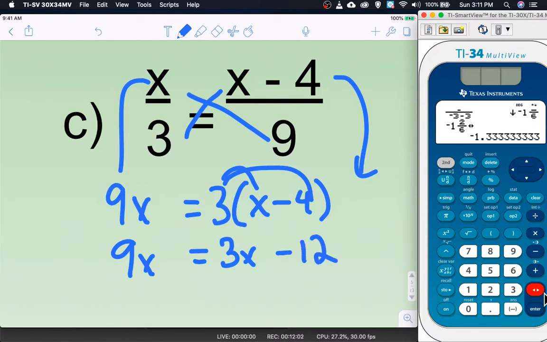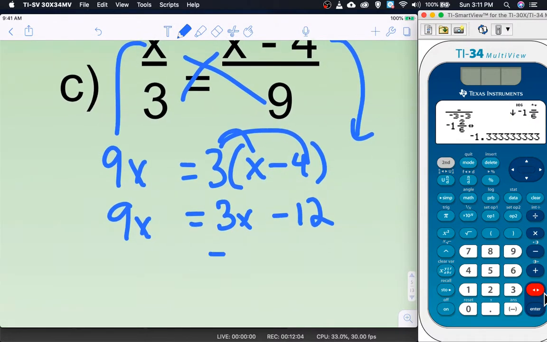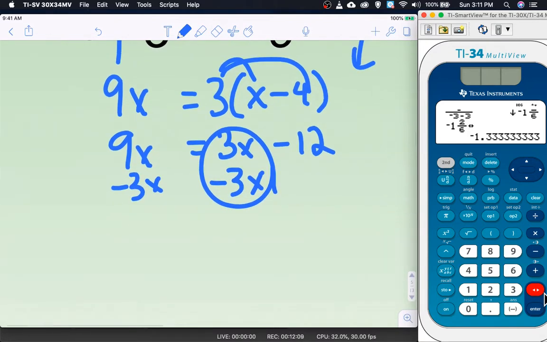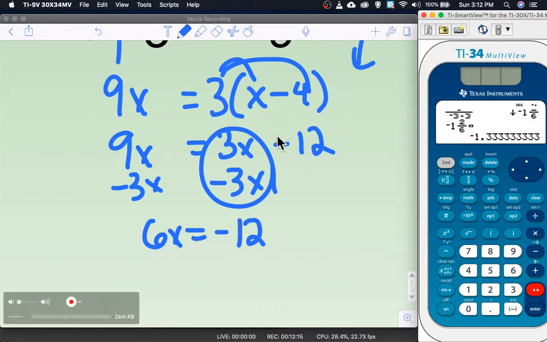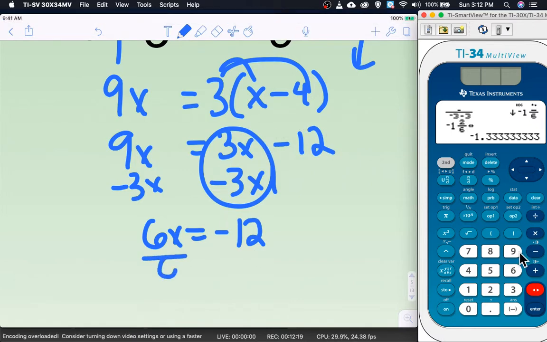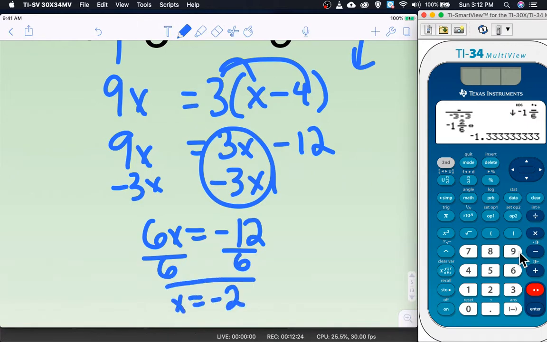I distributed. I get rid of the variable on the right. That cancels. I have 6x equals -12. Make sure you bring down your negative. It's attached to the 12. They go together. Divide by 6 on both sides, and x equals -2.